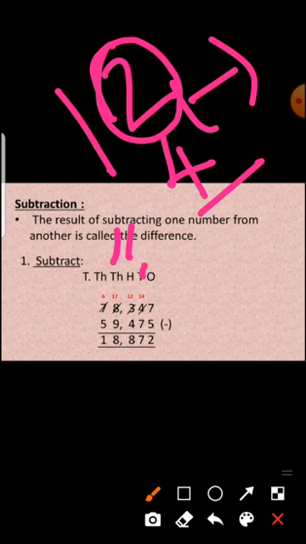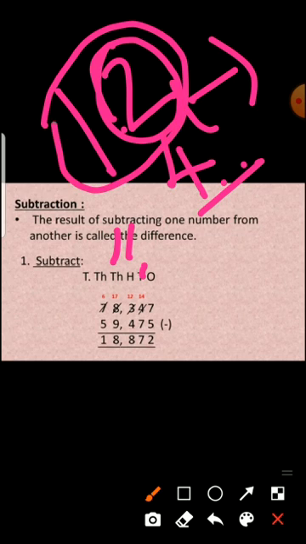Now when we borrow, the 2 becomes 12. So now we can subtract 12 minus 4, because 12 is greater than 4. The top number should always be greater, otherwise we have to convert that number into a greater one. So now 12 minus 4 is 8.